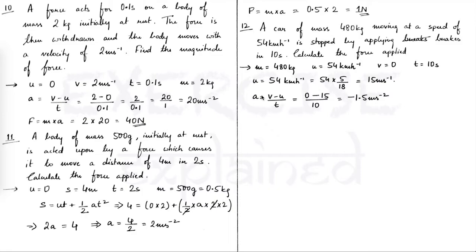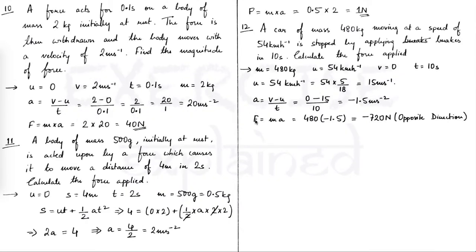Now acceleration, to find the acceleration, I'm doing v minus u by t. So final velocity is 0 minus u, we changed it to 15 meter per second. So 0 minus 15 divided by 10 happens to be minus 1.5 meter per second square. So the acceleration is minus 1.5 meter per second square.